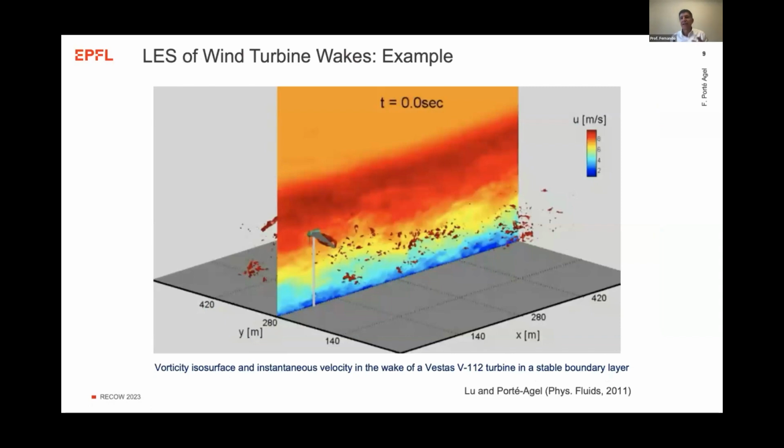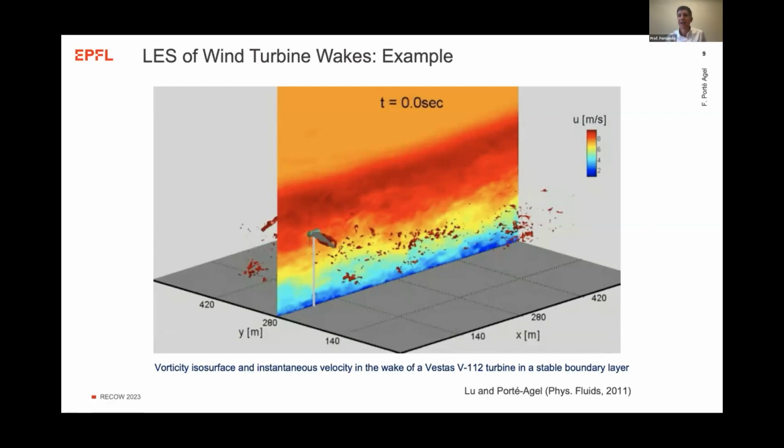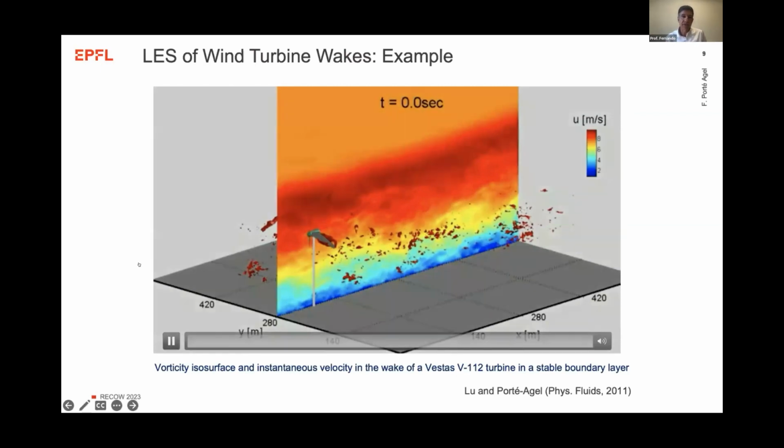Now let me just show you an example of a simulation. The simulation we already did a few years ago. It's a simulation of flow in the atmosphere, which is in this case thermally stratified. There is even what we call a low-level jet. It develops in some places in the world, and can be quite important for wind energy. And it's flow through a Vestas 112 wind turbine, which has a rotor diameter of 112 meters. And basically, let's play it.